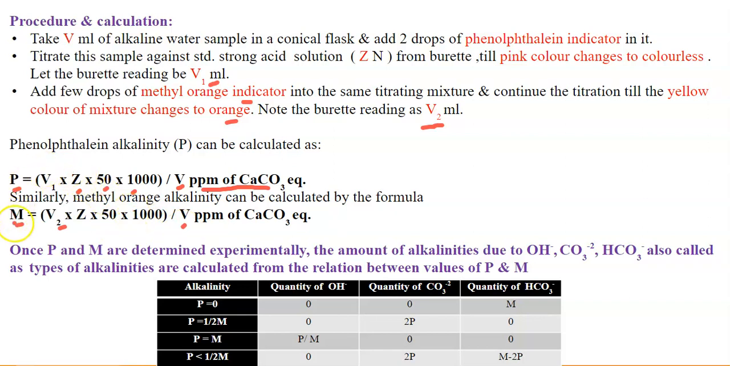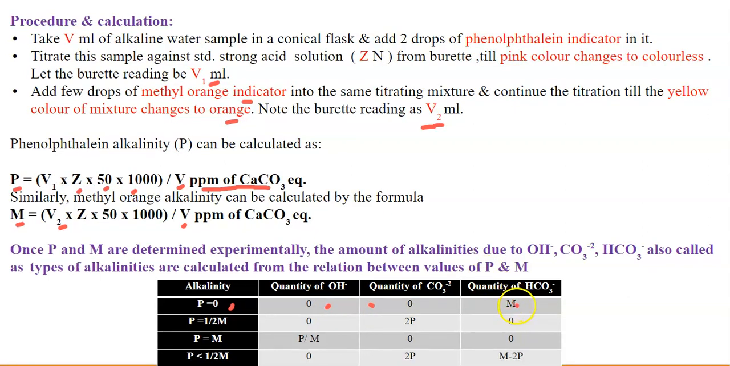Once we get the values of P and M, you can see there is a table here. In this table, you have to put the values, and accordingly you have to find the type of alkalinity present. For example, if P is equal to 0, then hydroxide is 0 and carbonate is 0. It will have only bicarbonate alkalinity, and the amount of bicarbonate alkalinity would be equal to.